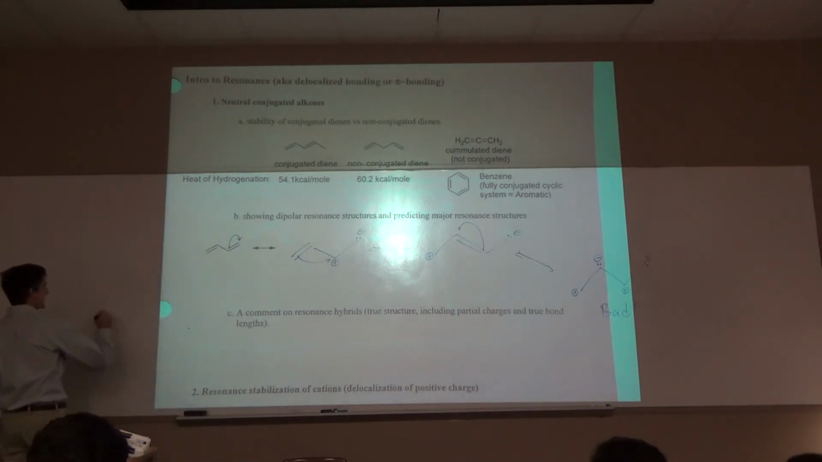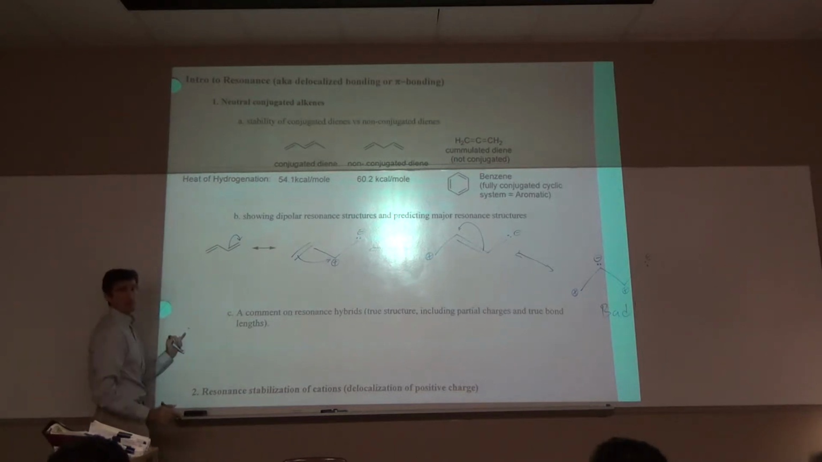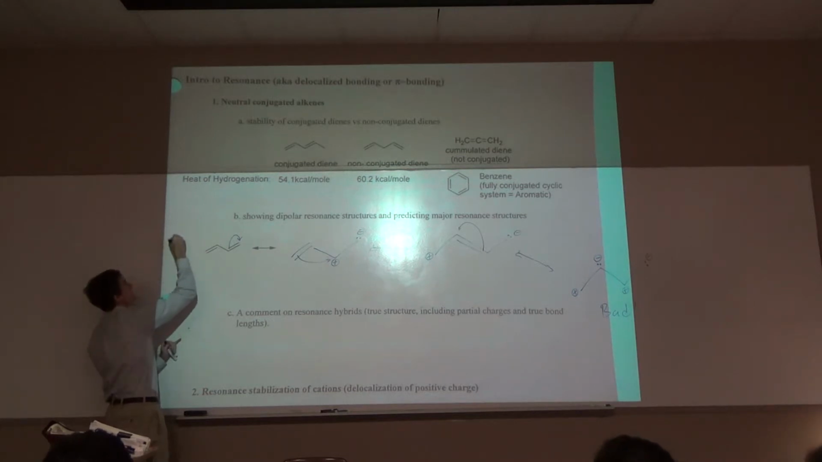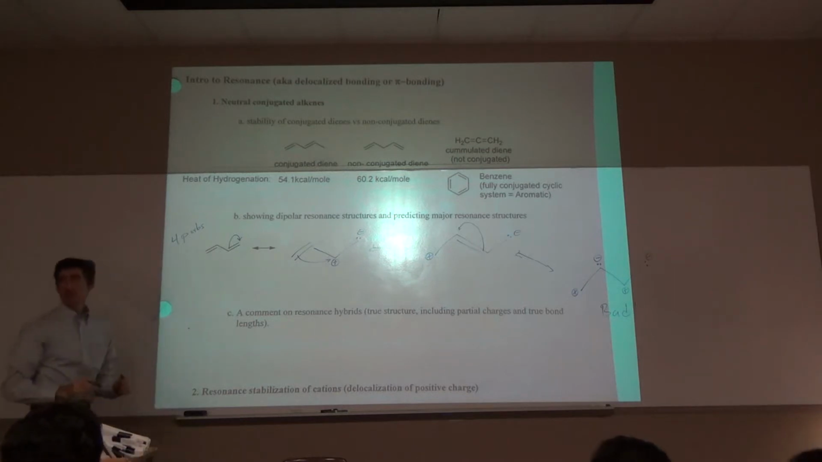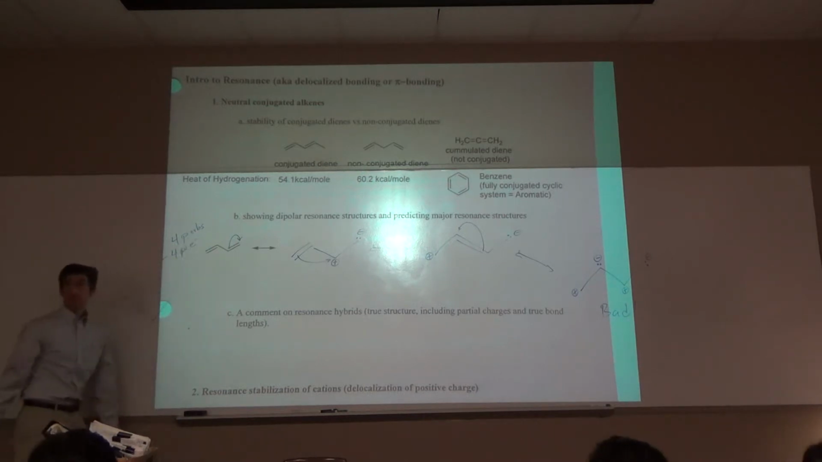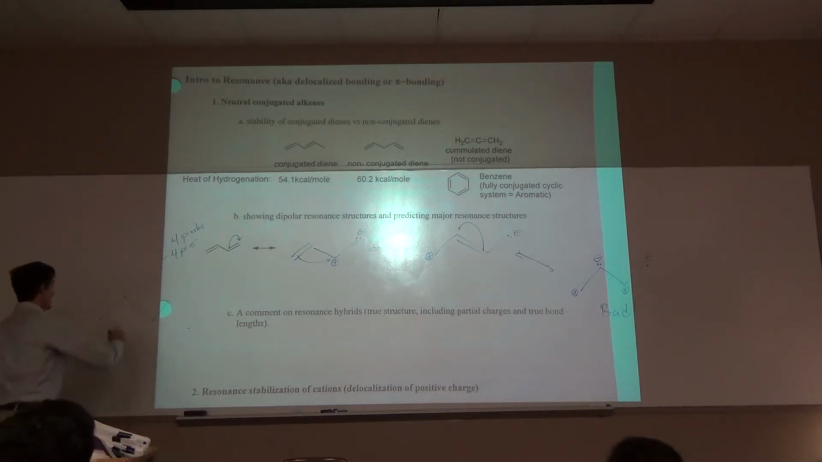Okay, let's look at some theory. First, let's look at this. How many p orbitals are we dealing with in this compound? Four p orbitals. How many pi electrons in this compound? Yes, four pi electrons. We did a lot of that on test one, right? Lots of questions about how many pi electrons. Every carbon has a p orbital. Does everybody agree?